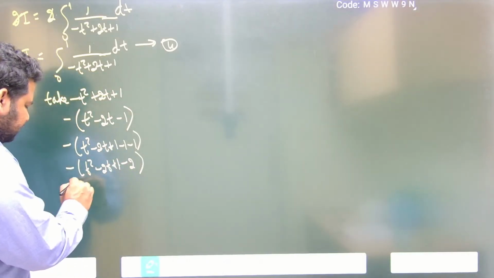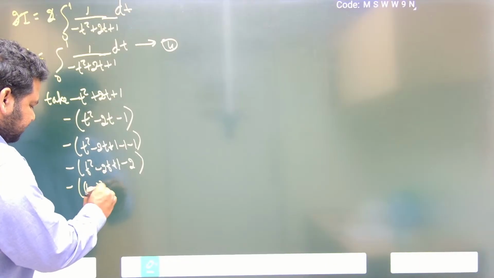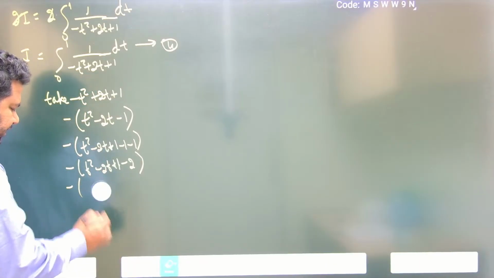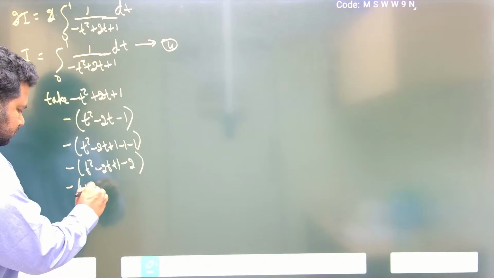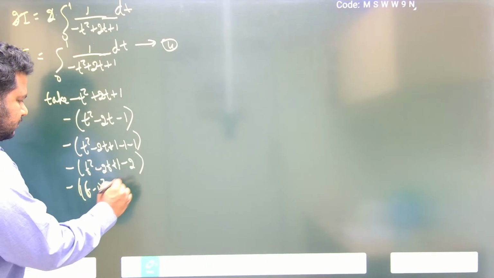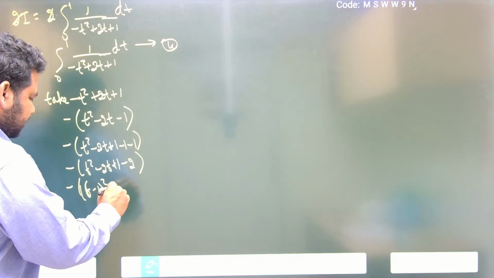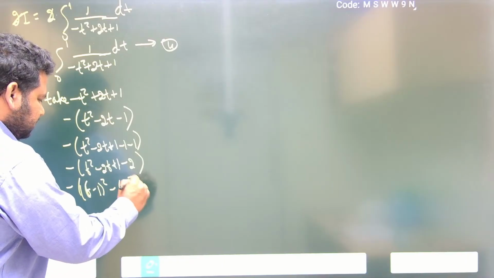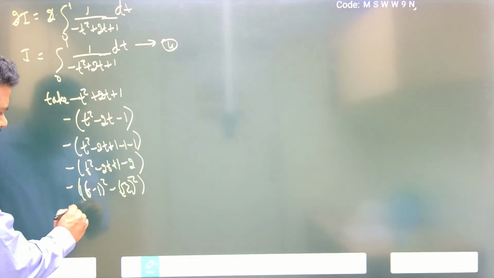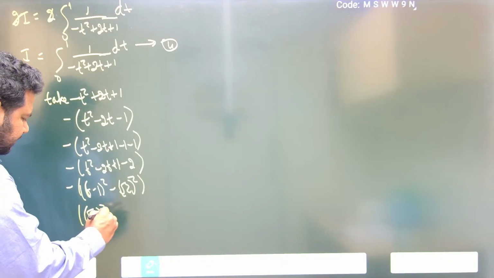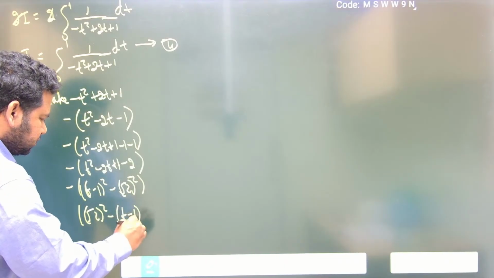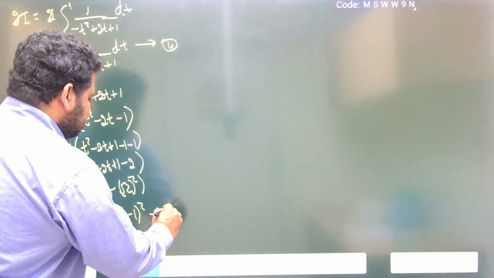So this would become t minus 1 whole square, minus 2. I can write it as minus root 2 whole square. Now the minus I will send inside. This will become root 2 whole square minus (t minus 1) whole square. Let me take this as equation 5.